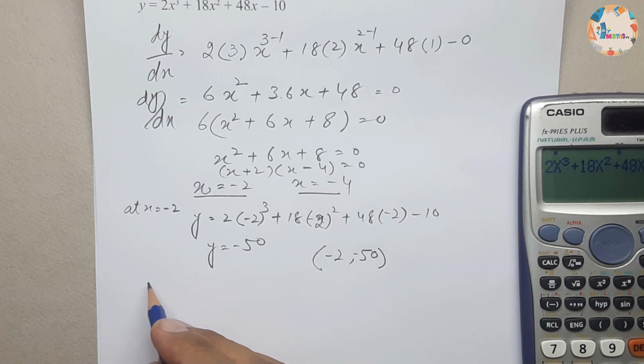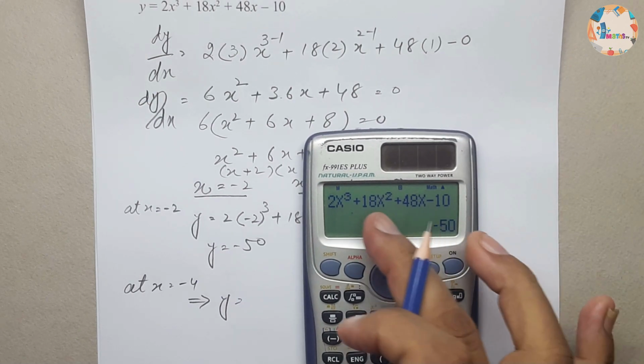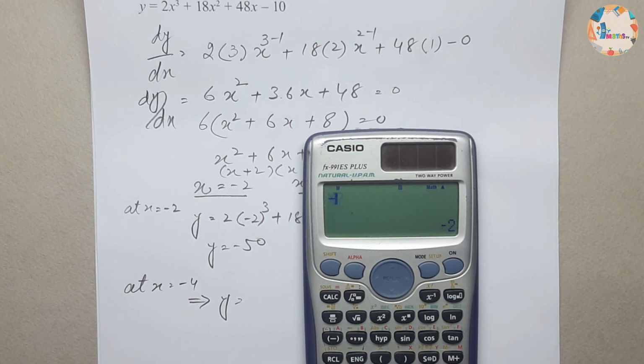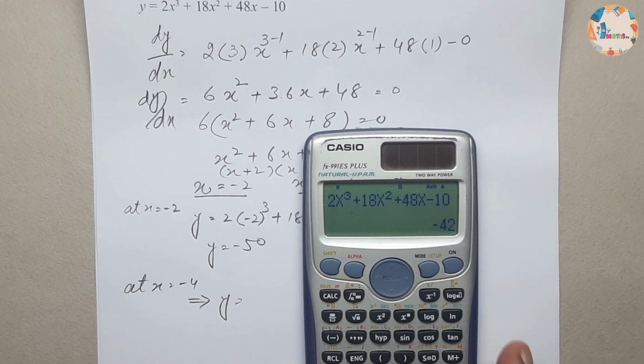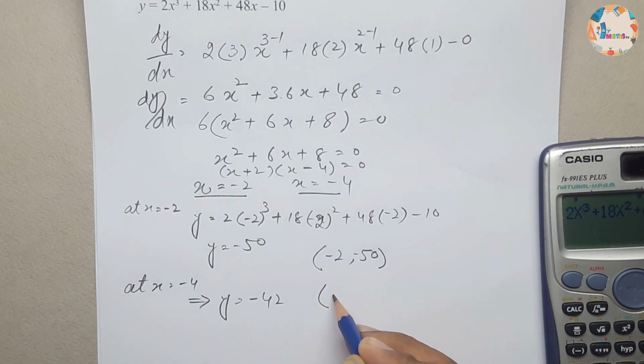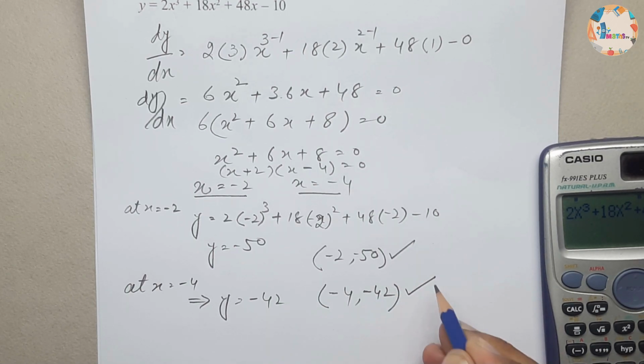And the second point, which we can find at x is equal to minus 4. So we'll replace minus 4 in the same equation. This implies y will be equal to, if we calculate for x is equal to minus 4, minus 42. So our point will become minus 4, this x value, and minus 42, this value. So these are the 2 points which we got.